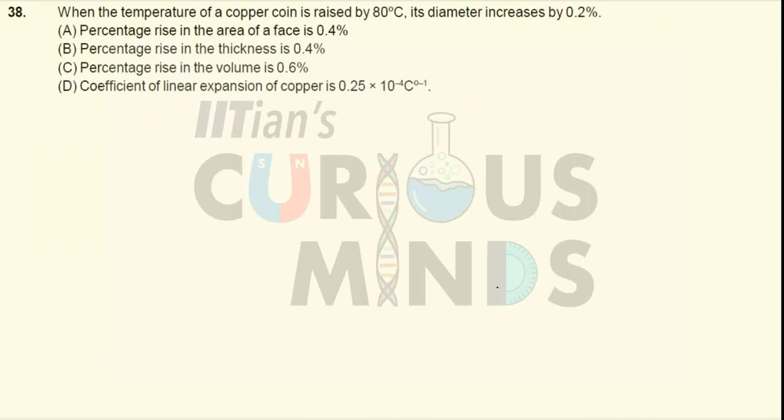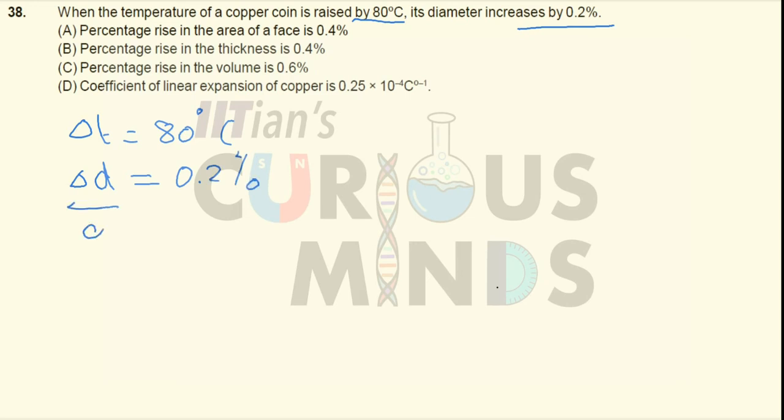The temperature of a copper coin is increased by 80 degrees Celsius. Its diameter increases by 0.2%. That is, delta T here is equal to 80 degrees Celsius, and the increase in the diameter, delta D, will be equal to 0.2%. That is, delta D by D will be equal to 0.2%. So we have to find out various things, that is, the increase in the area and everything.